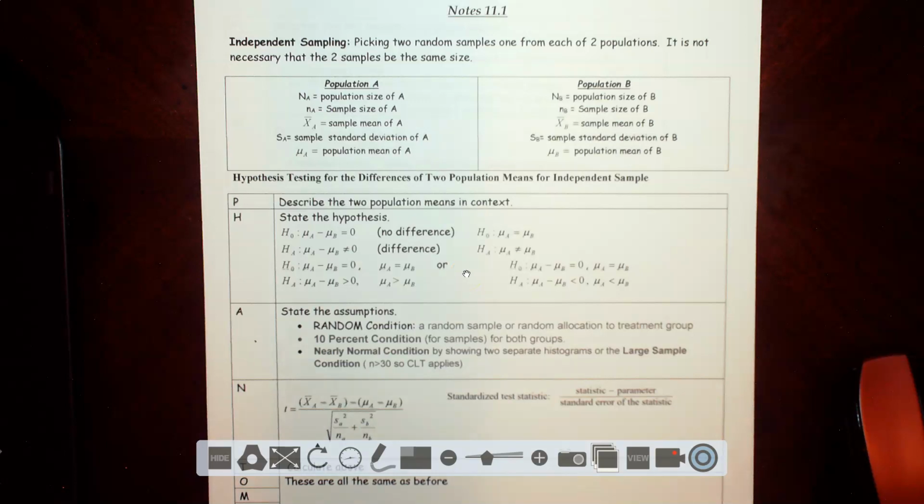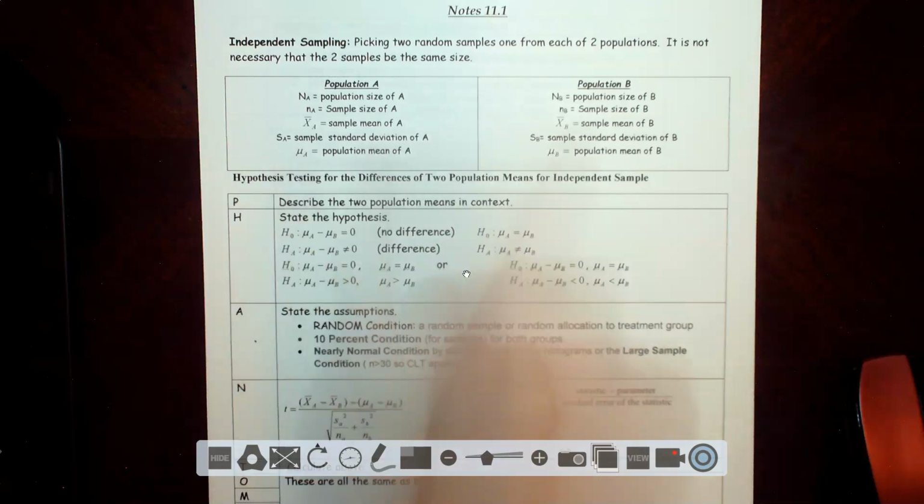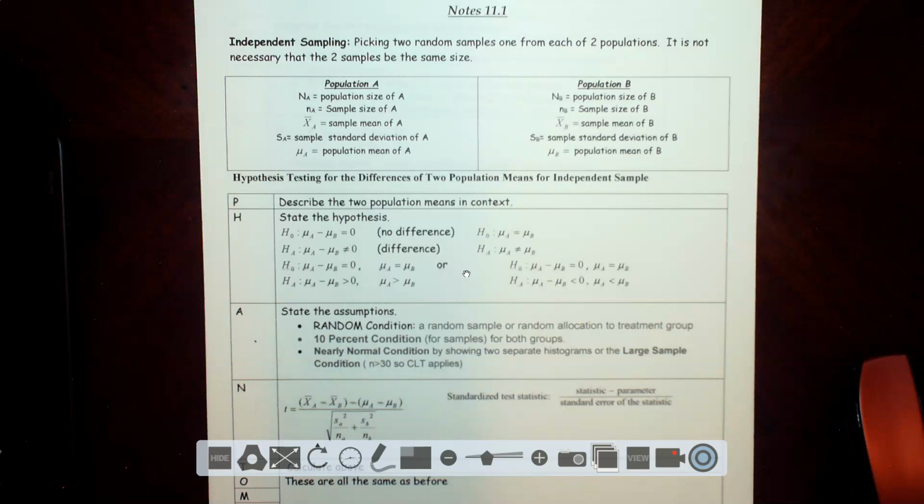Okay, today we're going to look at hypothesis testing for two independent means. So pretty much we're picking two random samples from two different populations. Just something to note, the two samples do not have to be the same size. So up here I have a summary of what the two different sampling distributions may look like.